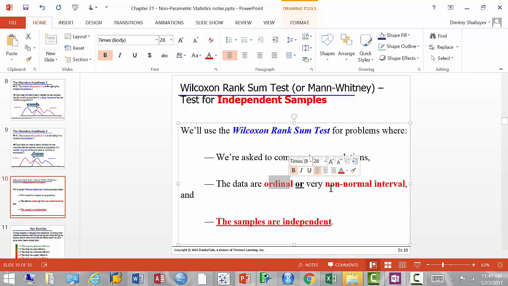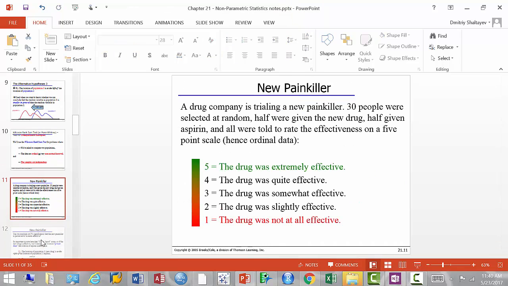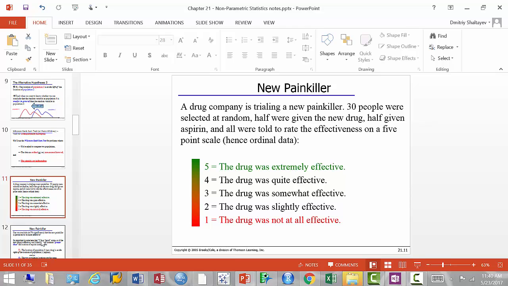Okay? But this test is pretty universal, pretty cool. It tests two things: ordinal data, and interval data if at least one distribution does not look normal. Okay? It applies to both data types. And again, a very important point is that samples have to be independently collected. Okay? All right, so without further ado, let's take a look at this problem.